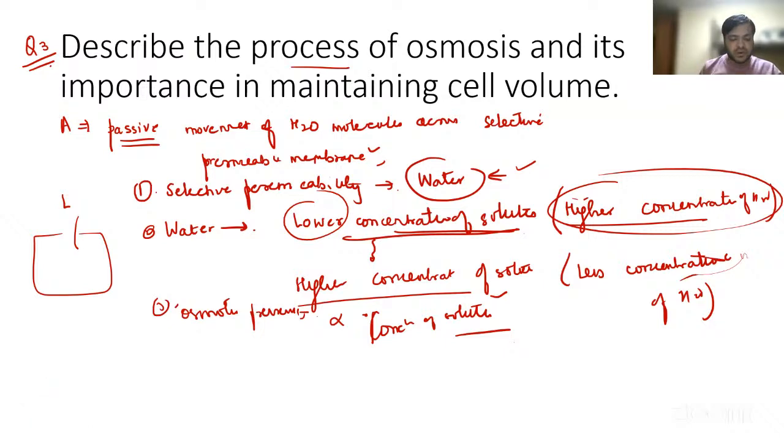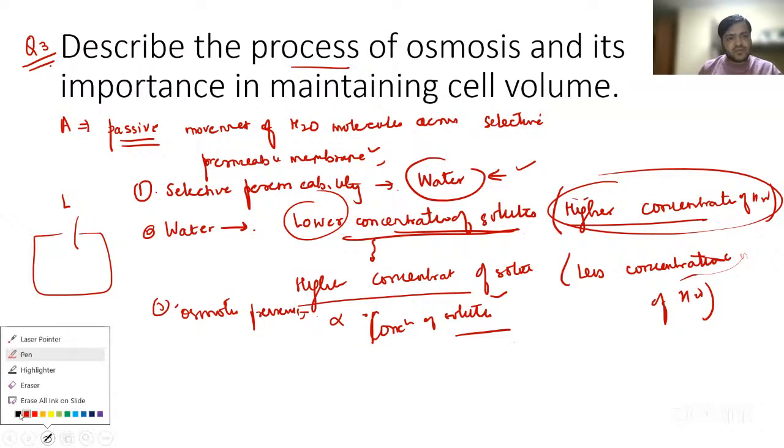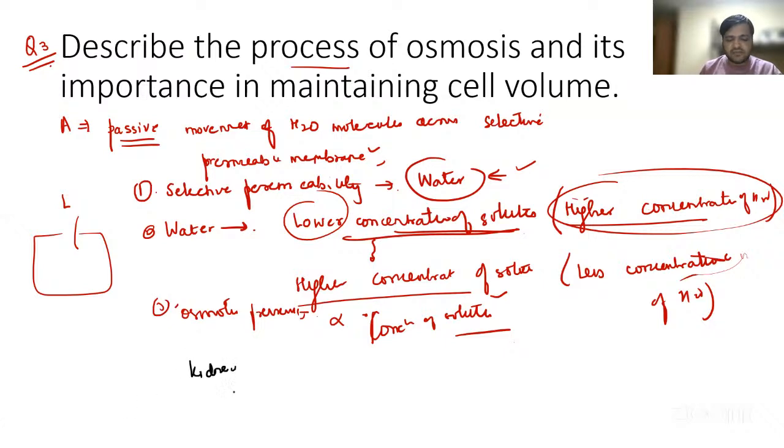Now, guys, if we talk about a real life example of osmosis, one very common one is the kidneys, right? The kidney function. Osmosis is very important for the kidneys because it helps to maintain the water balance, either by concentrating the urine or by diluting the urine, right?